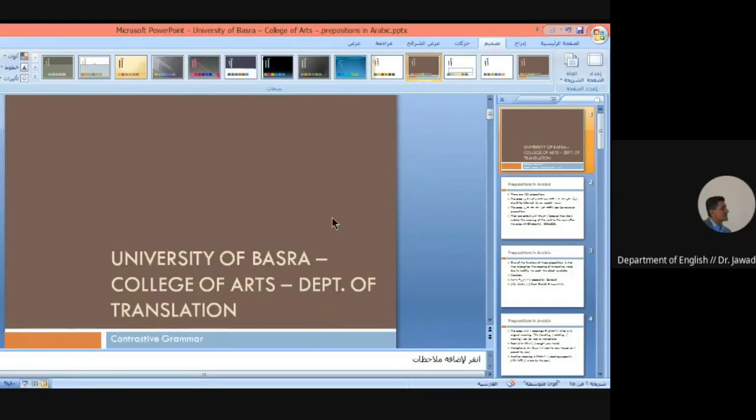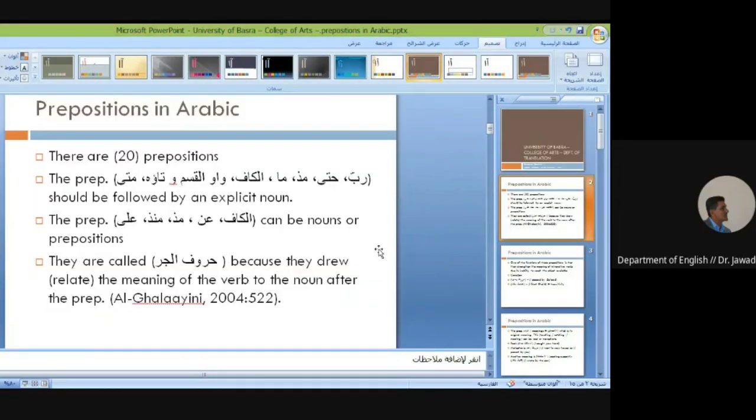Today, we are going to talk about prepositions in Arabic. Due to shortage of time, we are not going to consult every single preposition in Arabic. We are just going to focus on some of them. You are required to see what is there about Arabic prepositions in any book talking about Arabic grammar. So let us start.